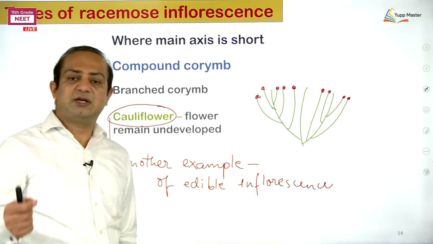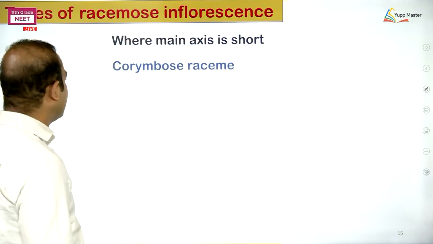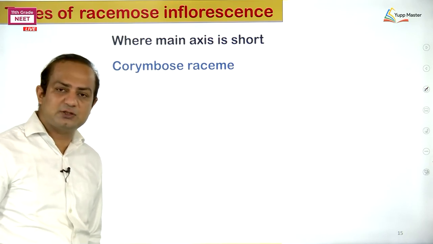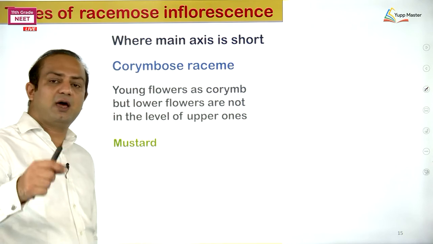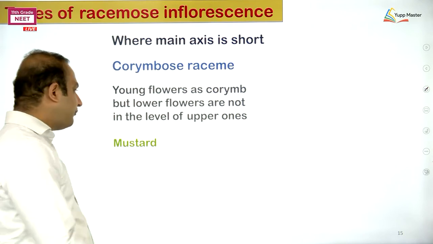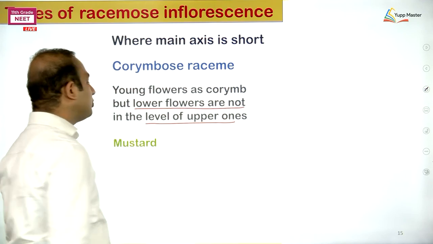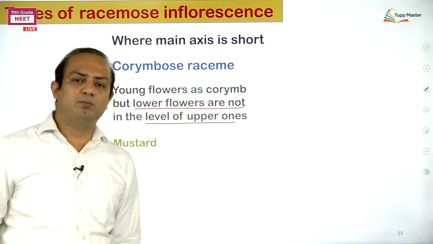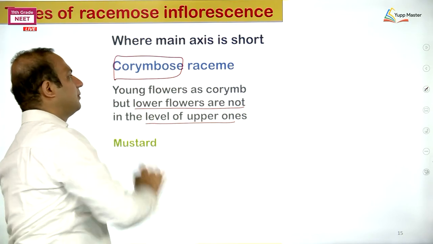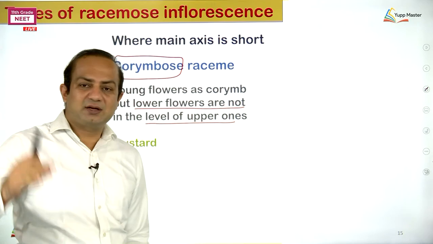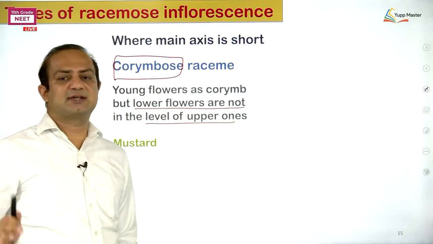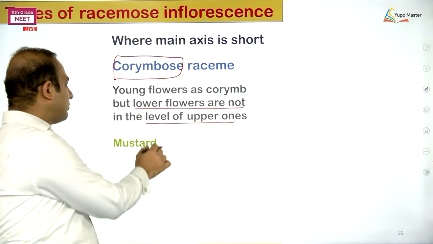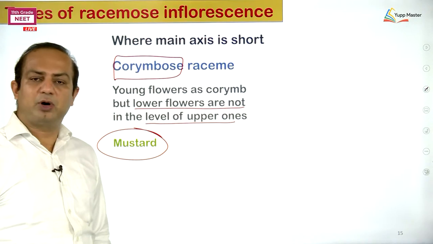Okay. Now, mustard is one of the common examples which is mentioned everywhere, and that is corymbose raceme. Now, the corymbose raceme is a special case where the branches are having corymb inflorescence. But the unfortunate thing is that the lower flowers are not having that much long pedicel that can reach the top level. That is corymbose, the special name. Remember, the lower pedicels are getting restricted in reaching the height. That is what we used to study about the mustard plant. Mustard is no doubt the important one.